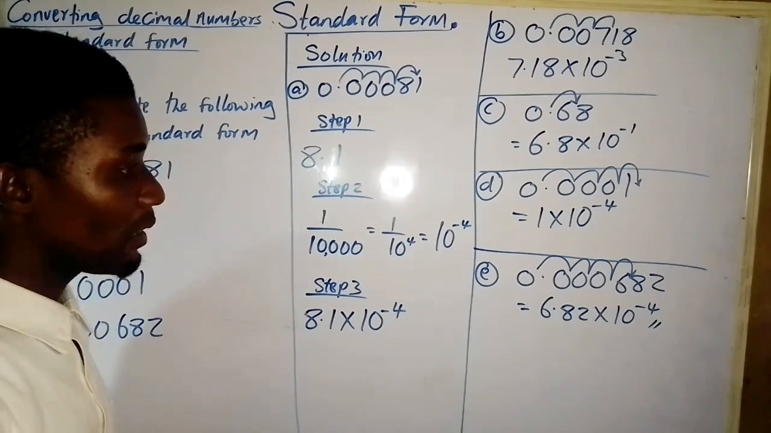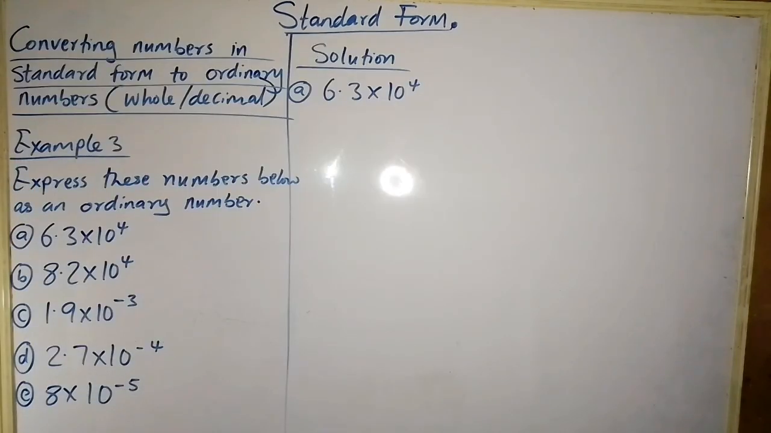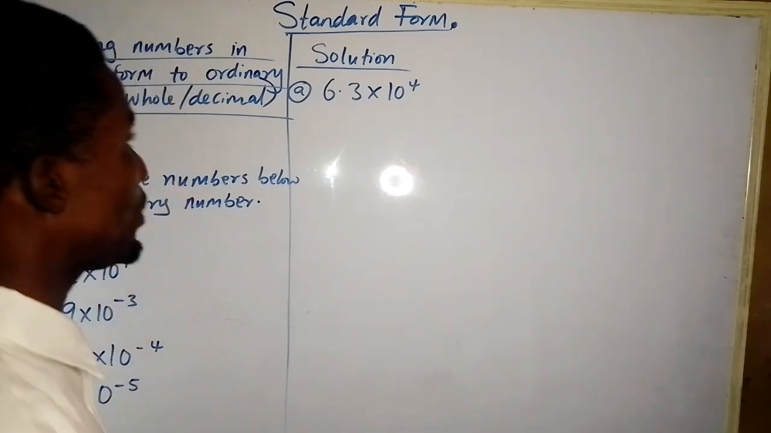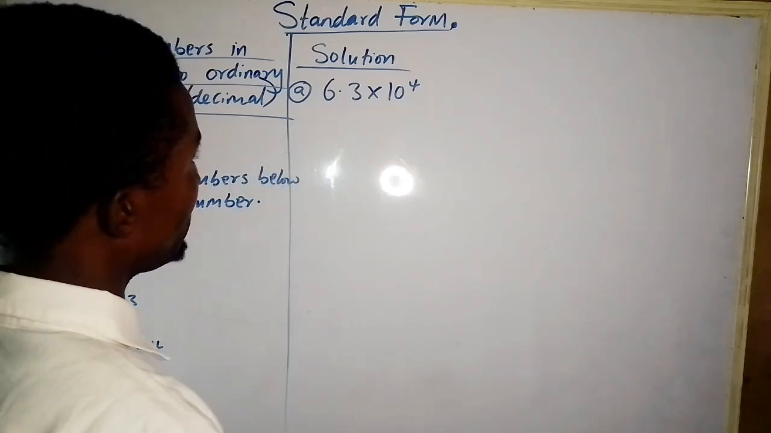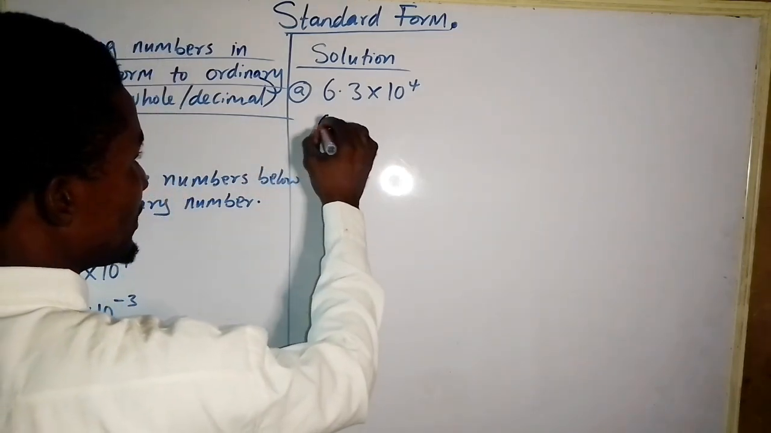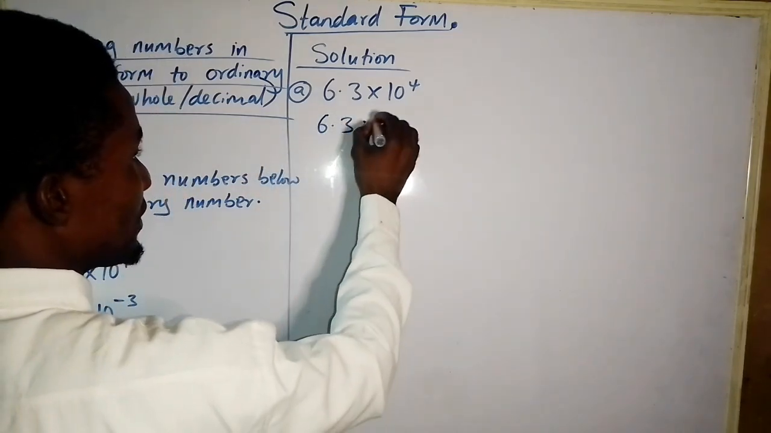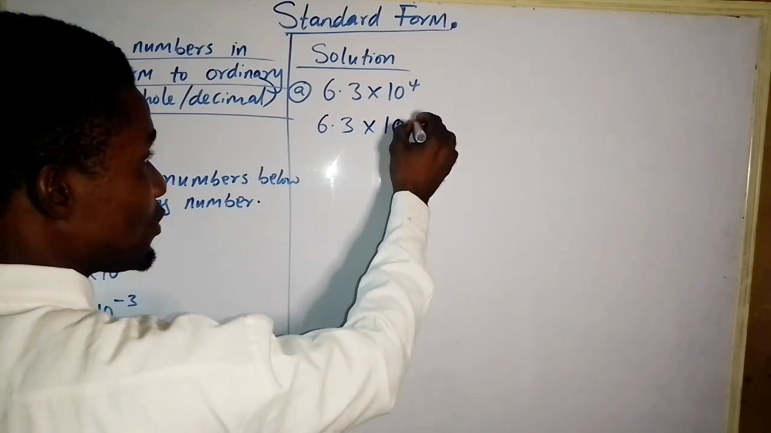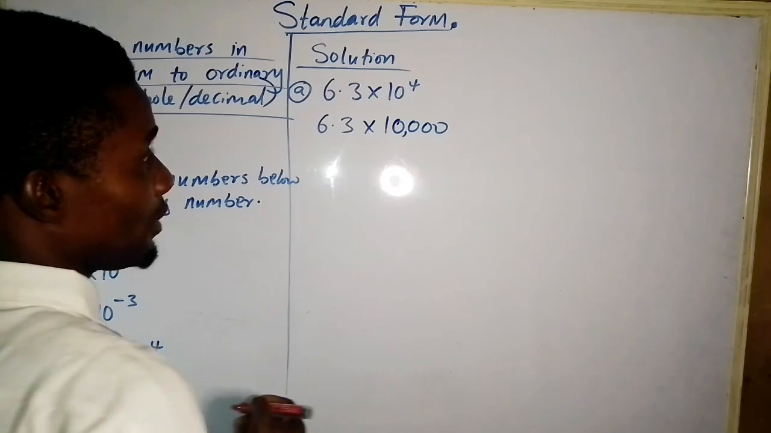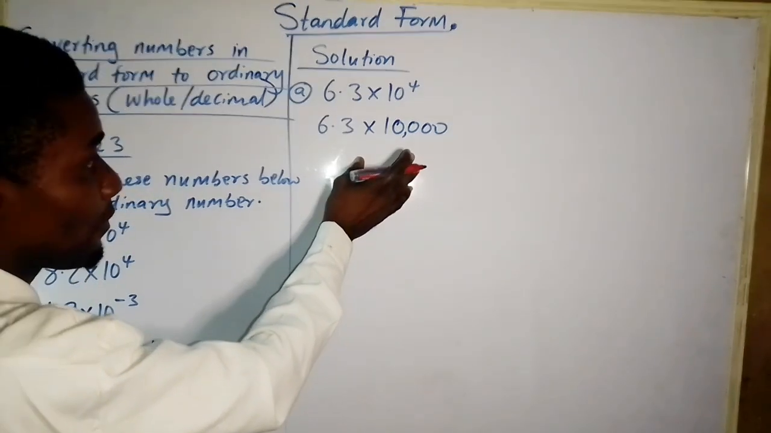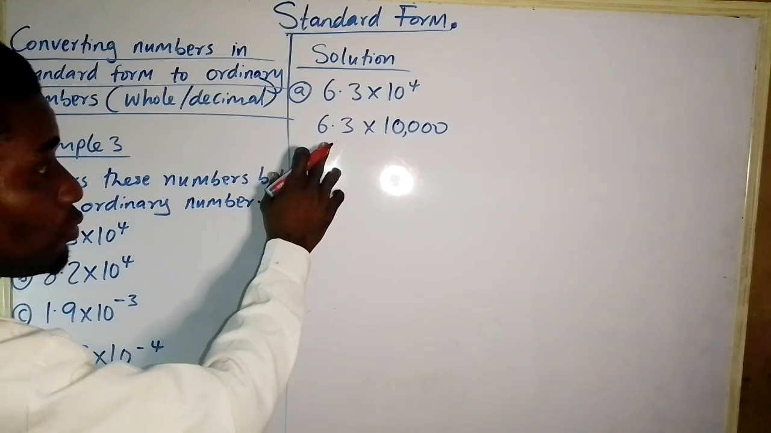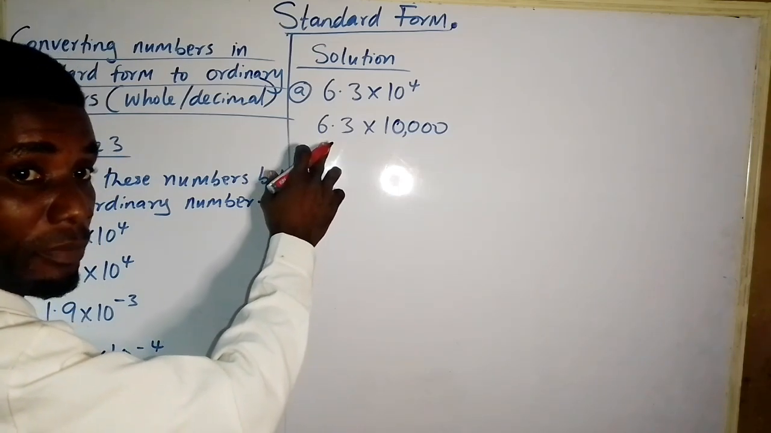So we want to convert numbers in standard form back to an ordinary number, either a whole number or a decimal number. Looking at this number here, you have 6.3 times 10 raised to power 4. Now 10 raised to power 4 simply means tens of thousands. This is what it means. Now we are having 6.3, and we need to convert this back to a whole number or decimal number.